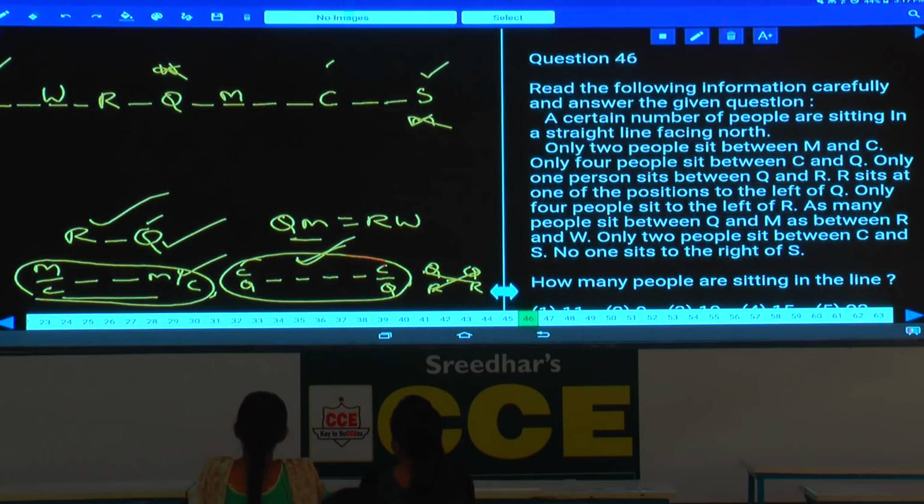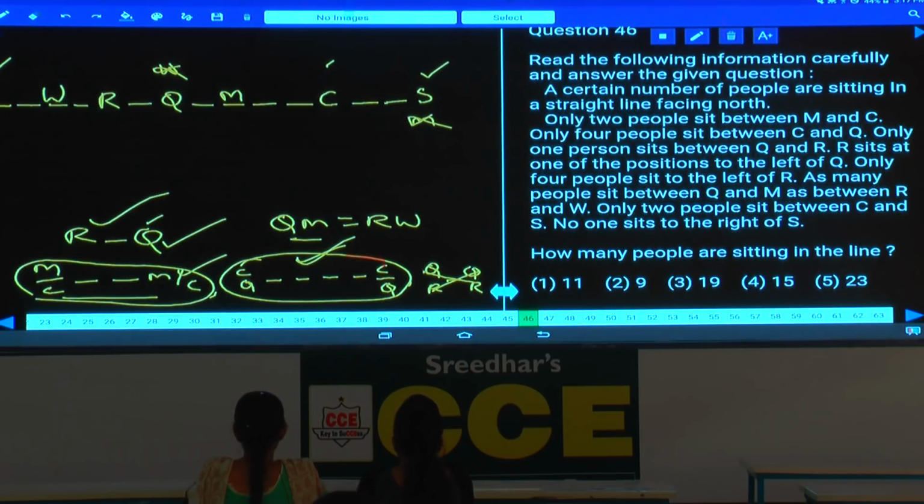Then tell me how many persons are there in this row? Count the total number: 1, 2, 3, 4, 5, 6, 7, 8, 9, 10, 11, 12, 13, 14, 15. Hence in total how many persons? 15 persons are there in this row. Clear? 15, choice 4.